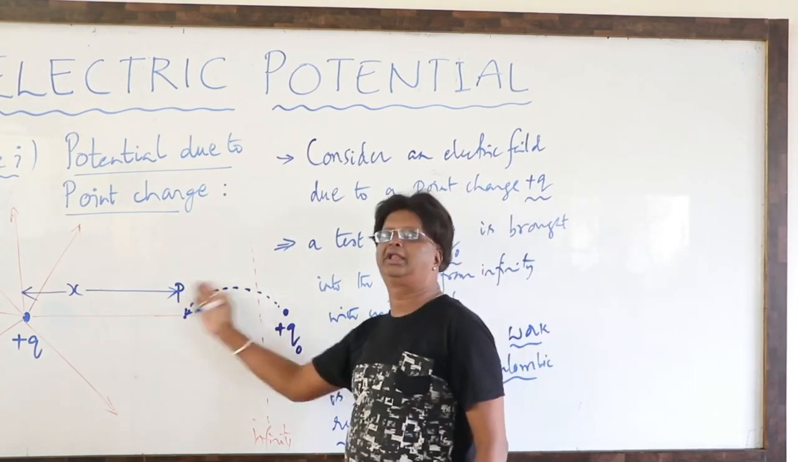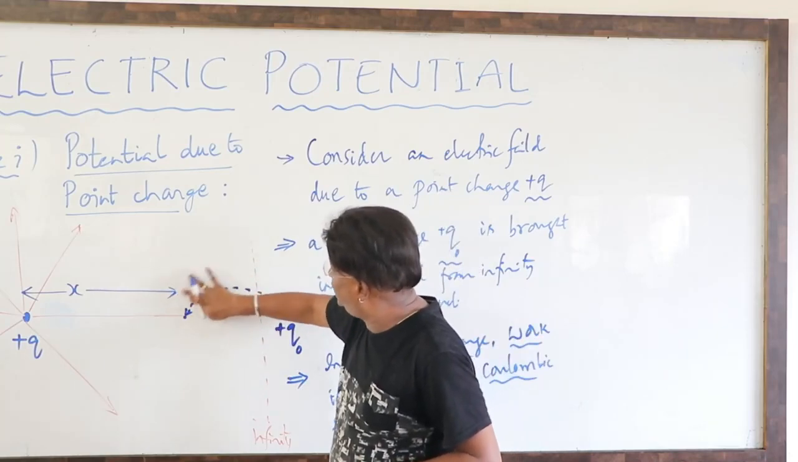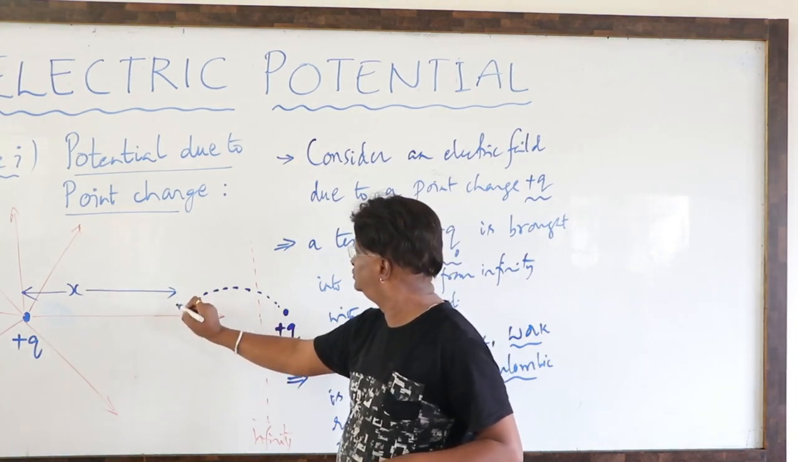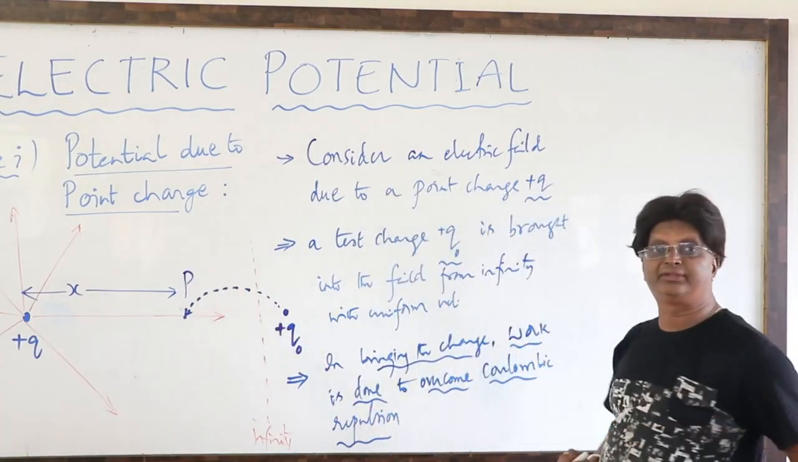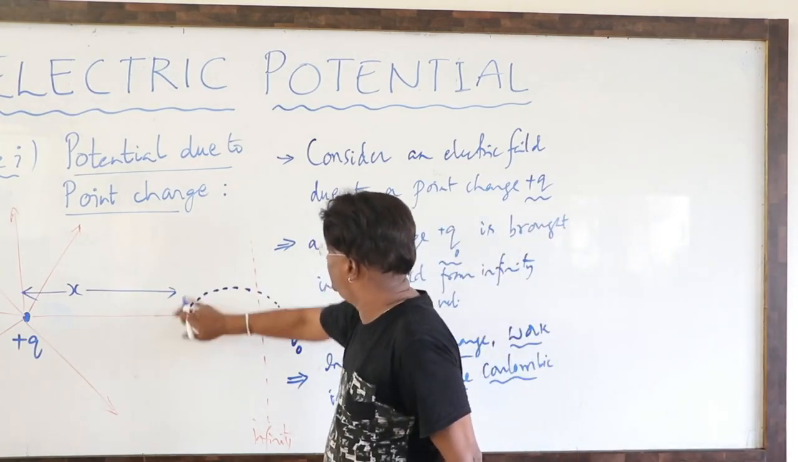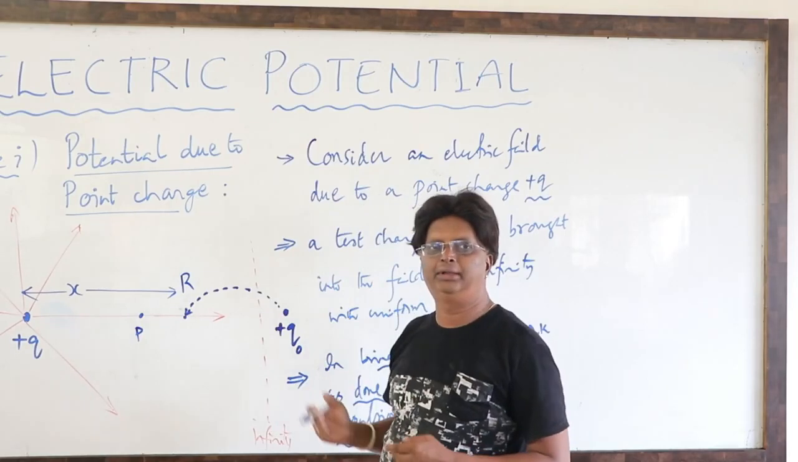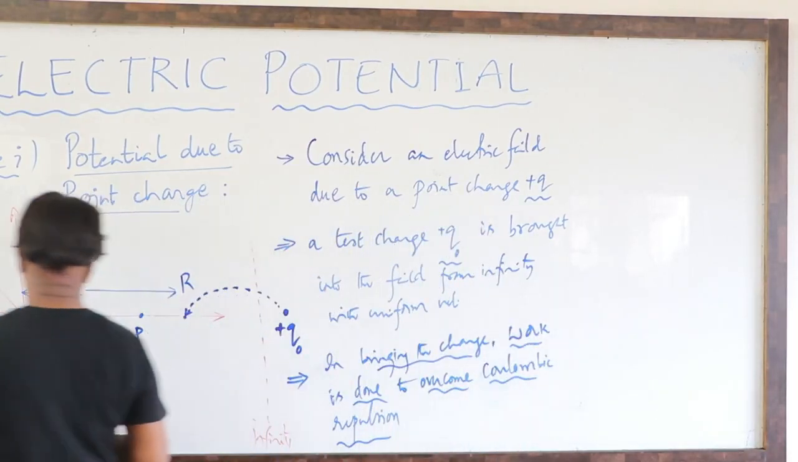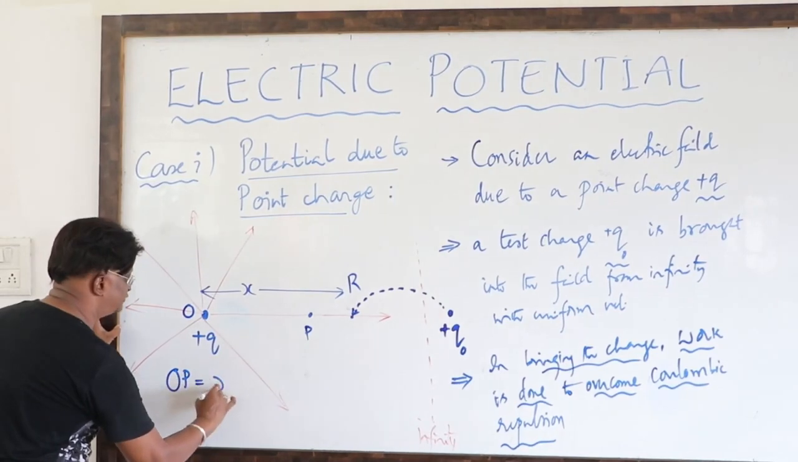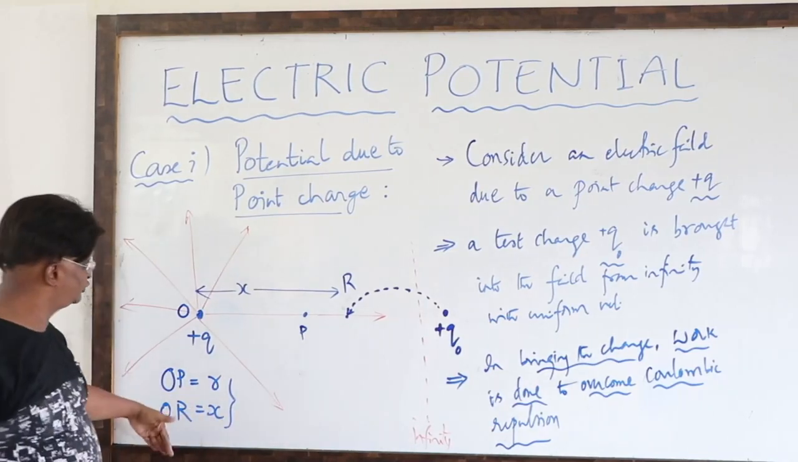This is P. Supposing it is gradually brought in, and finally, of course, I name this point not P, rather let me call it P only. There's some reference point, I will call it capital R. And here is the point P at which we are interested to find the potential. And if this charge is the point O, I consider OP equal to small r, and OR equal to small x. Along with the figure you show this.